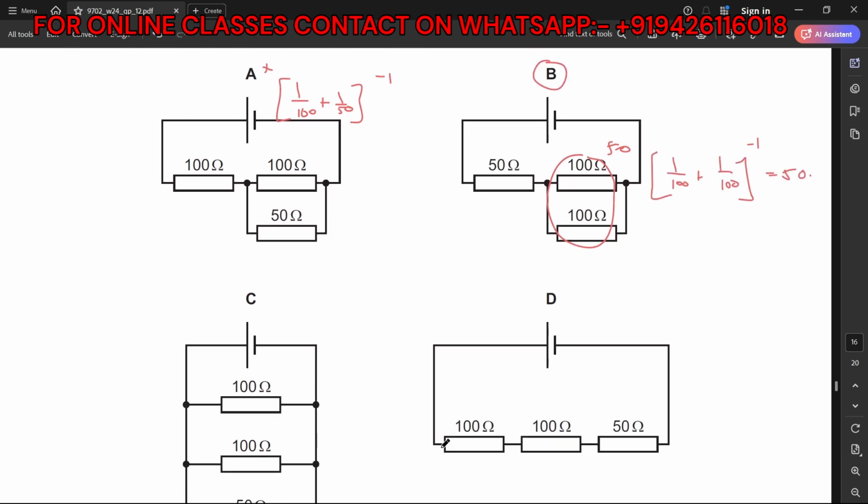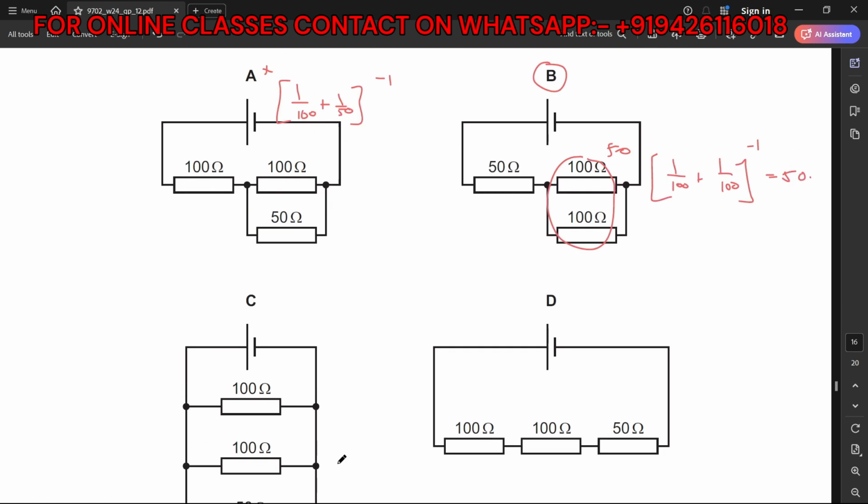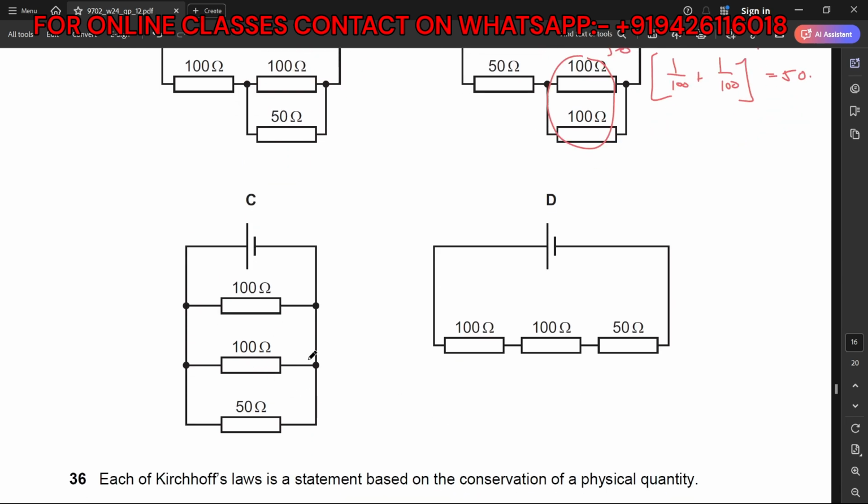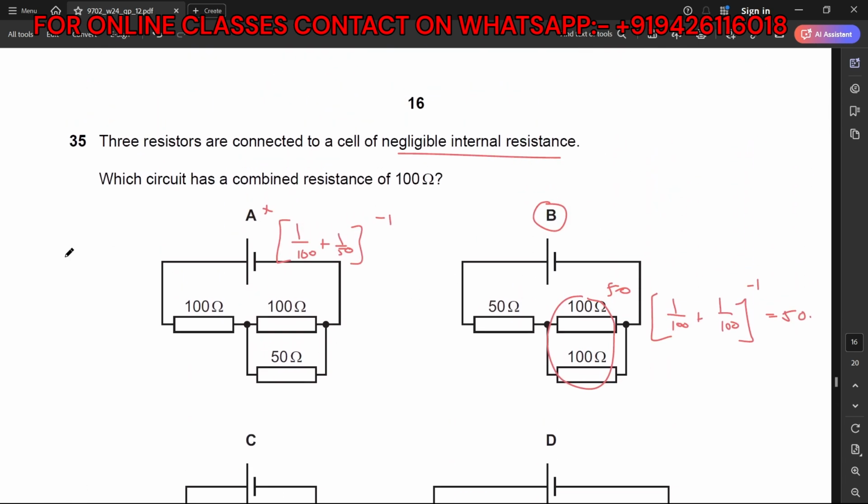I don't even need to try C and D. You can go ahead and check this just in case if you are willing to do so. But yeah, the answer for question 35 is B because that's how it's going to give us the total combined resistance of this circuit as 100 ohms.